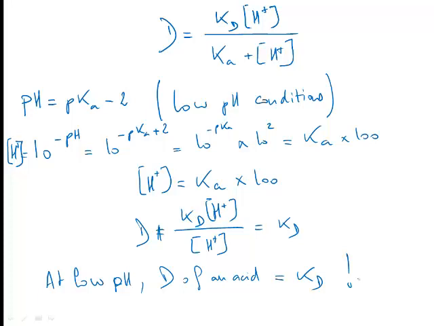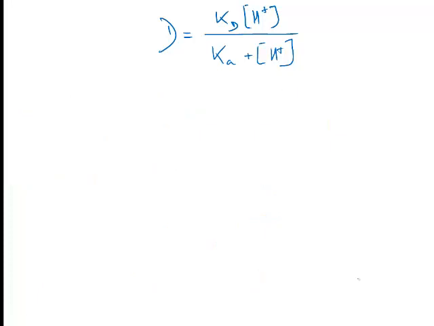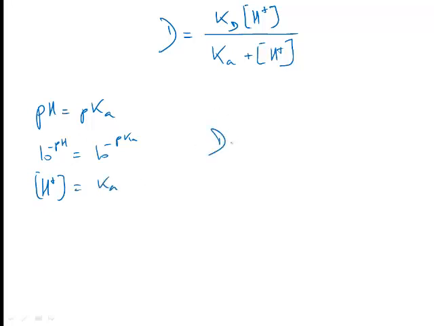And last, you are asked to do what happens at pH is equal to pKa. Well, this time it doesn't take too long to say that 10 to the power minus pH is equal to 10 to the power minus pKa. So H+ is equal to Ka. D is equal to Kd divided by 2.